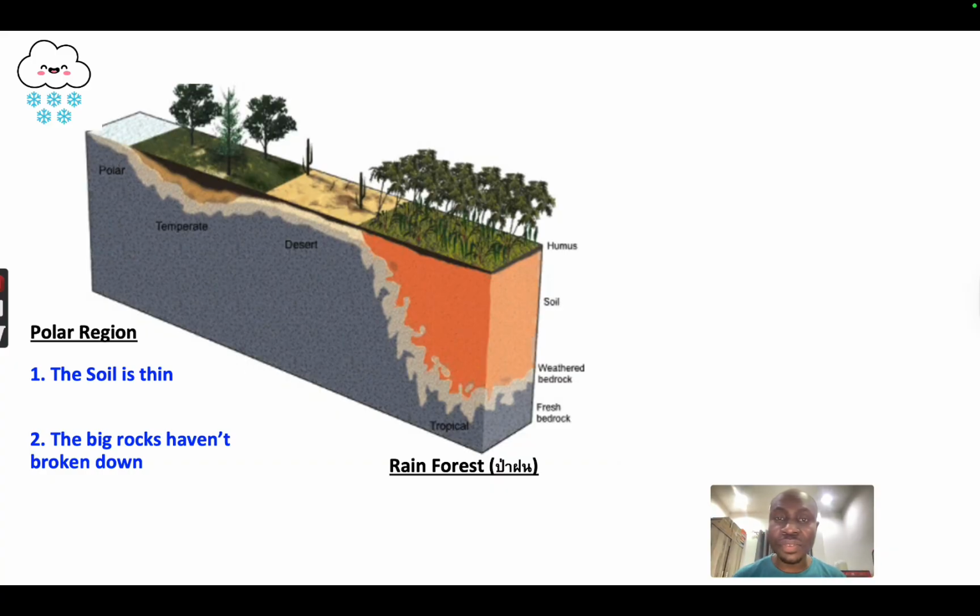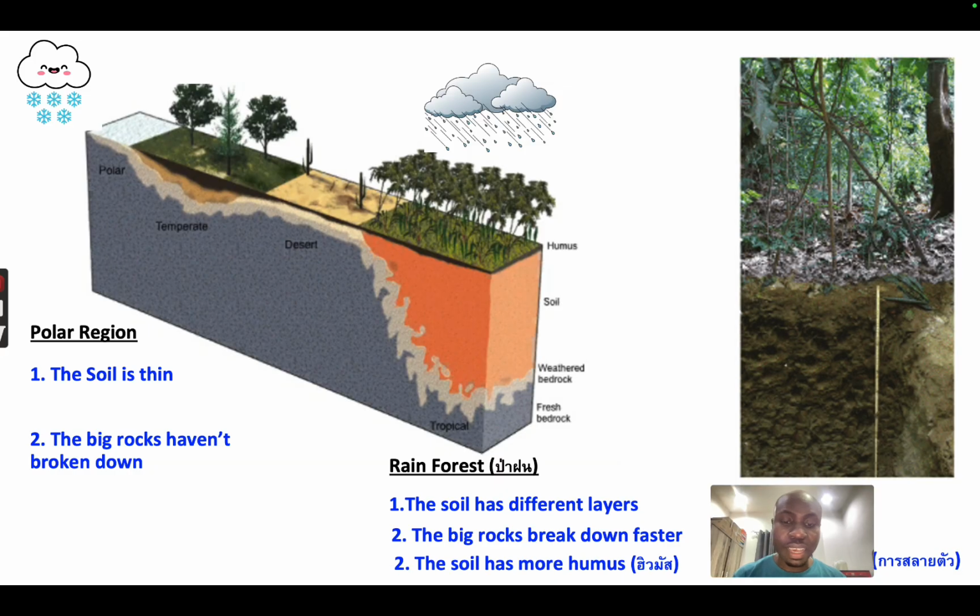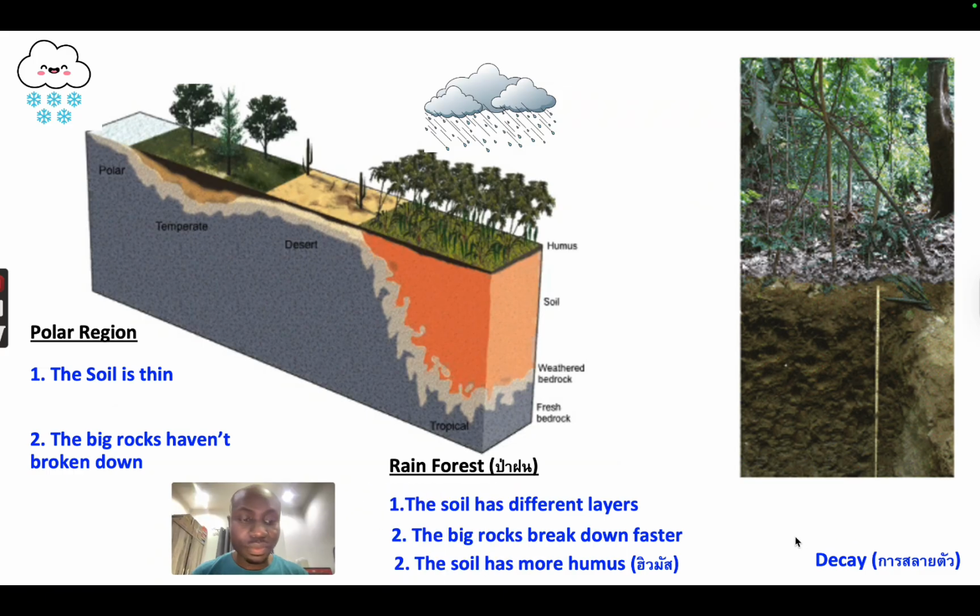Okay, but if you go to a rainforest where we have a lot of rain and higher temperature, the soil usually has different layers, and the big rocks have broken down into smaller rocks, and we have a lot of humus, because the leaves of the plants on the ground can decay faster when we have more rain, so the soil looks different in different places or different climates.